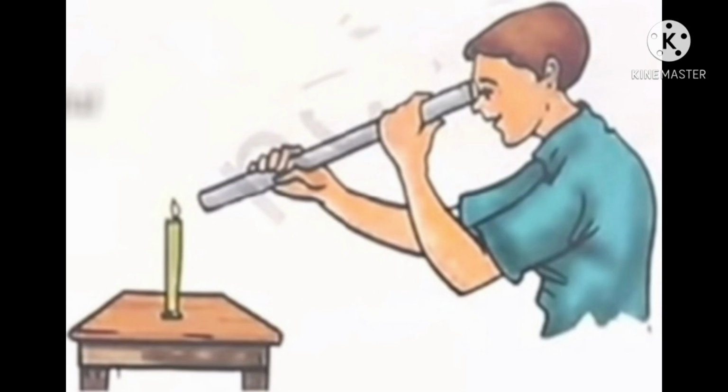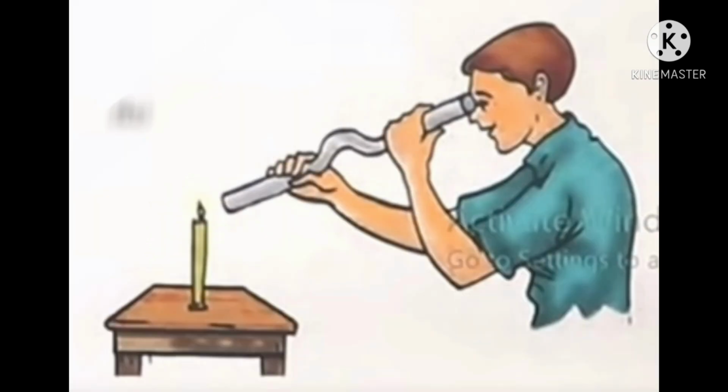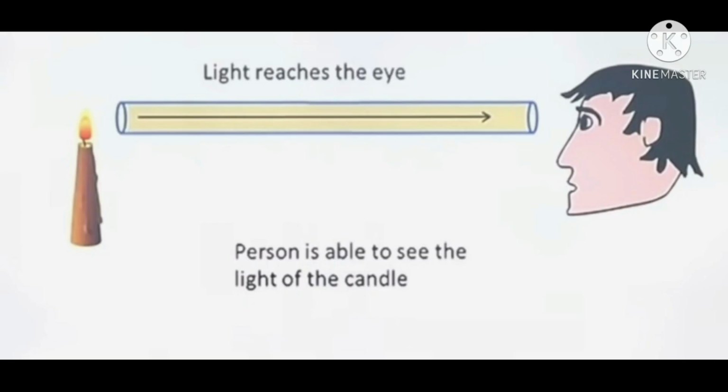Do you remember the activity performed in class 6th? If you look at a lighted candle through a straight pipe with one eye, you can see the light of the candle flame. On the other hand, if you look at the lighted candle through a bent pipe in a similar way, you will not see the light of the candle flame. This means that light of the candle flame can travel through a straight line path.